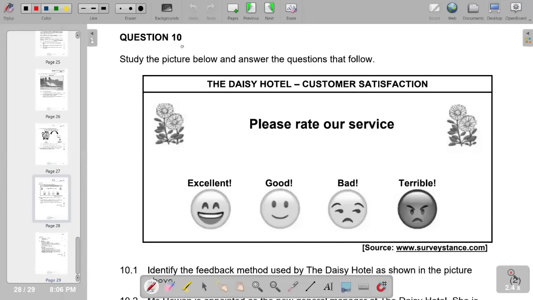Question 10 reads, study the picture below and answer the questions that follow. So you're given a picture of the Daisy Hotel in terms of customer satisfaction. There is an issue of rating of service. Please rate our service in the form of excellent, good, bad, terrible. So it's a rating scale that we have there.